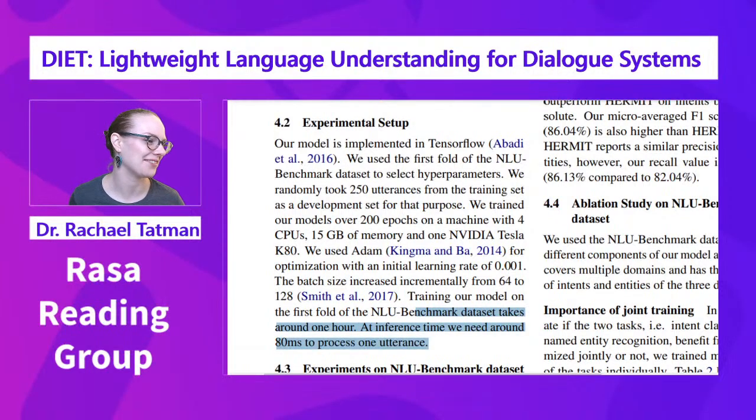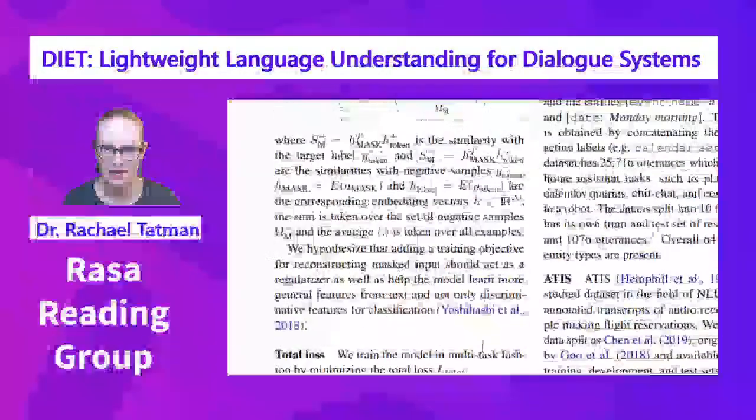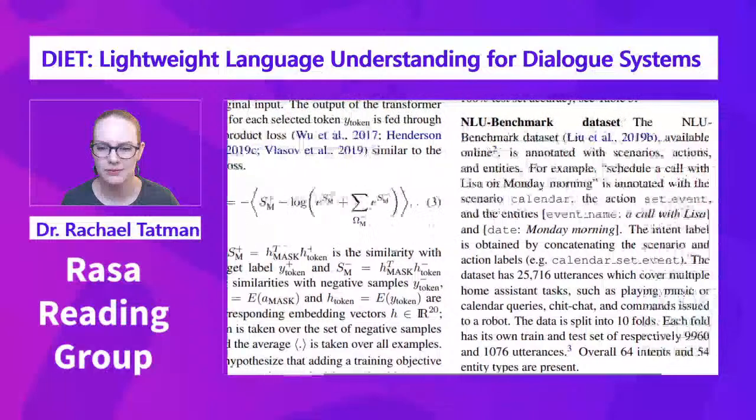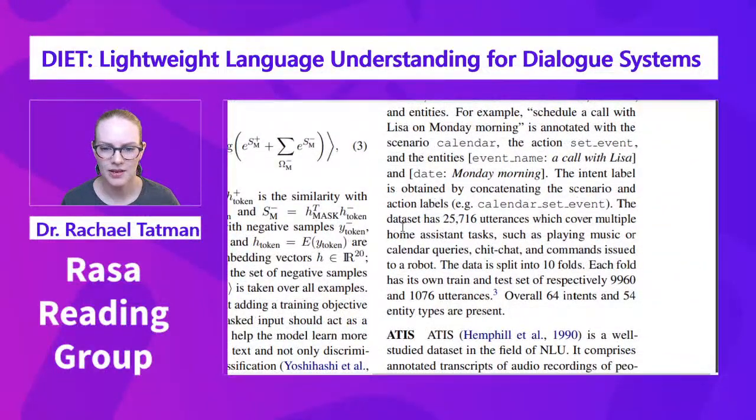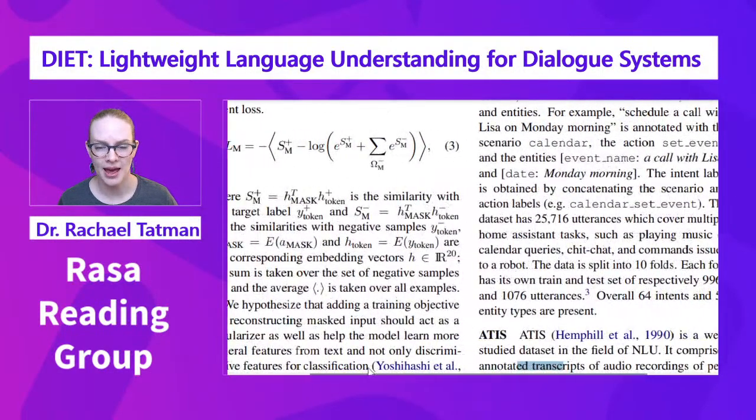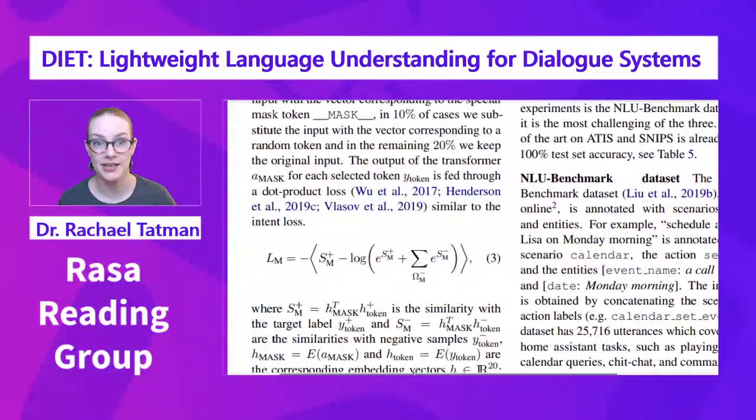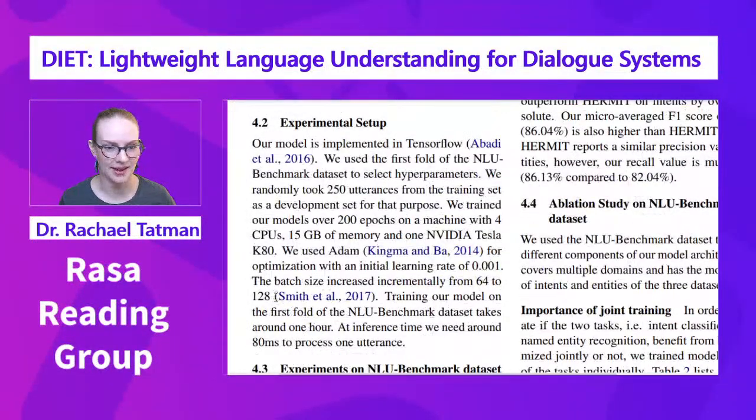How big was the... It was big, right? Each fold, yeah, so it's about 10K training examples, which is not bad, especially because it's doing 3 tasks. And then that inference time is pretty good, I would say.